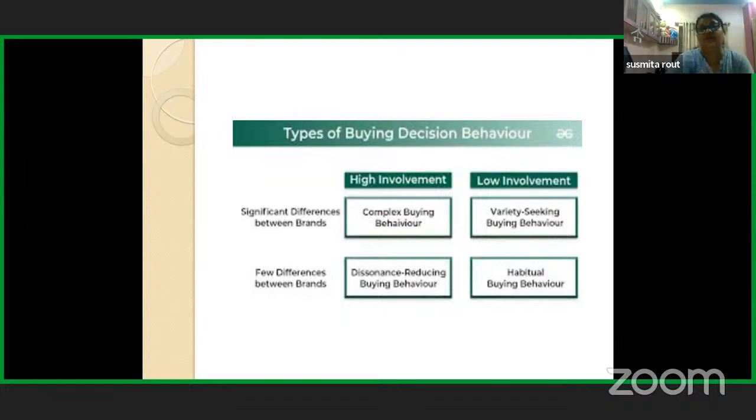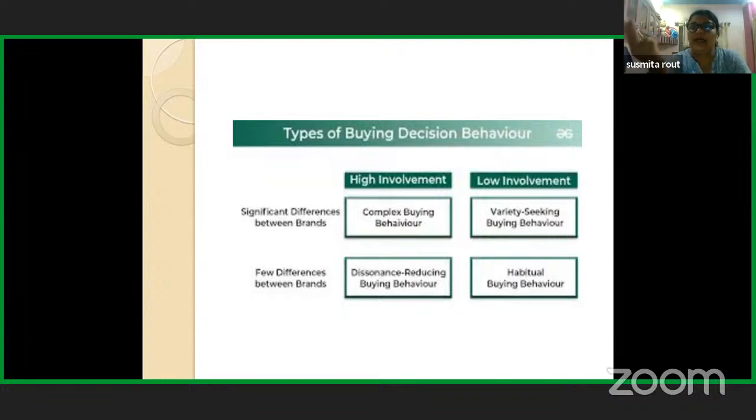This division of decision-making process into 4 types are based on 2 factors. One is brand difference, how the brands in a category are different from each other. And second is how much I'm involved in the consumption process.